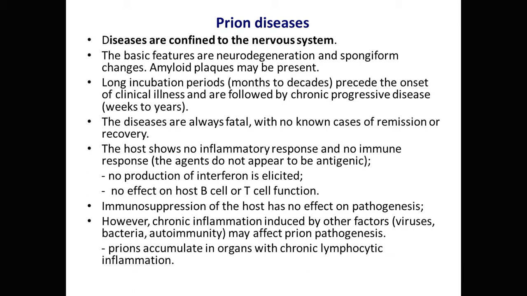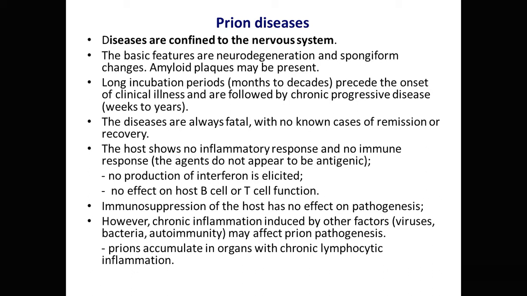As mentioned, prion diseases are confined to the nervous system, and what we see in pathology is spongiform changes and the formation of amyloid plaques. What is interesting, prion diseases belong to slow infections because the incubation period is very long, can be months to decades. Then the disease starts to progress, and the outcome is always fatal. The progression of the disease can last from weeks to years.